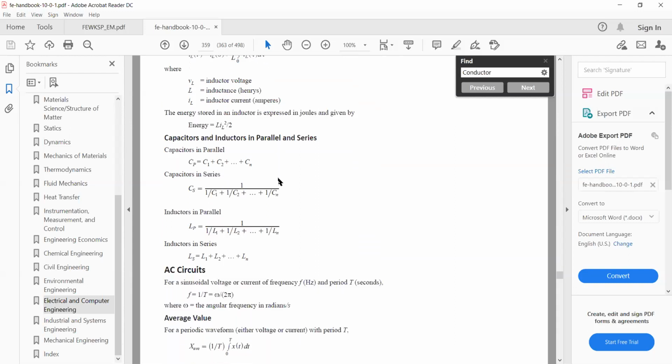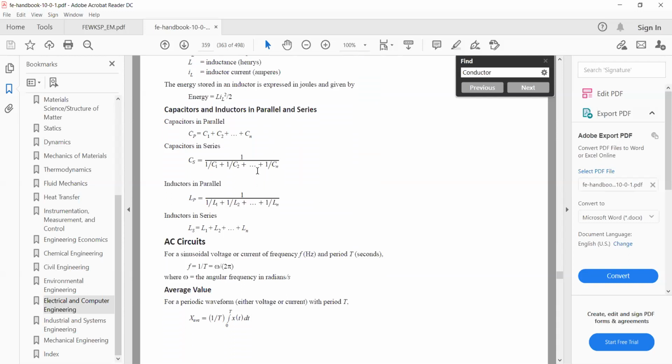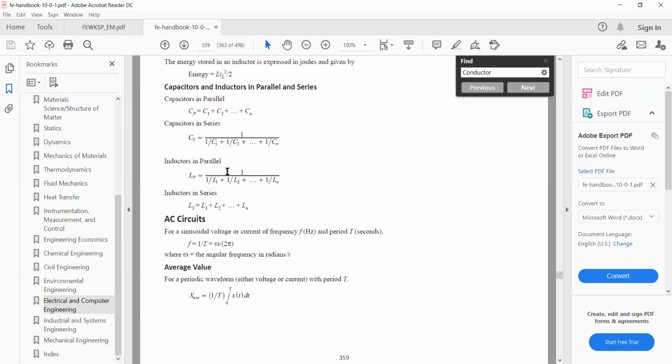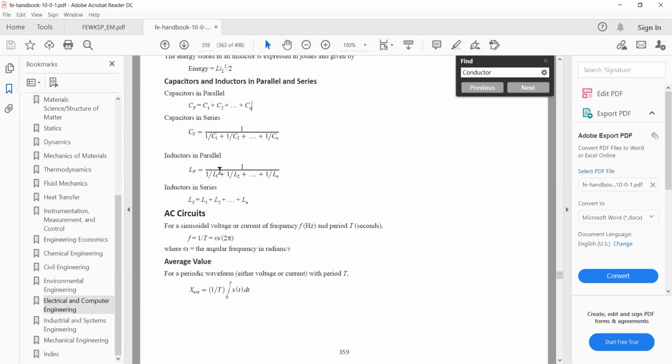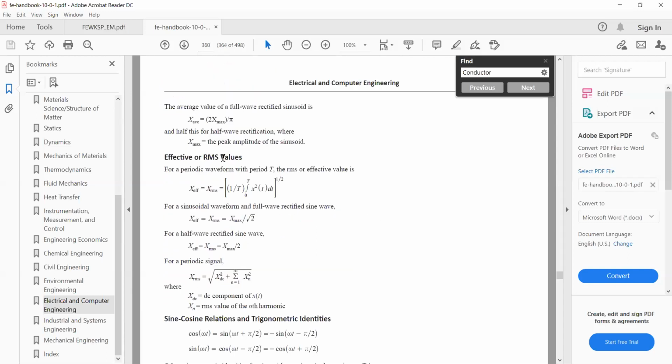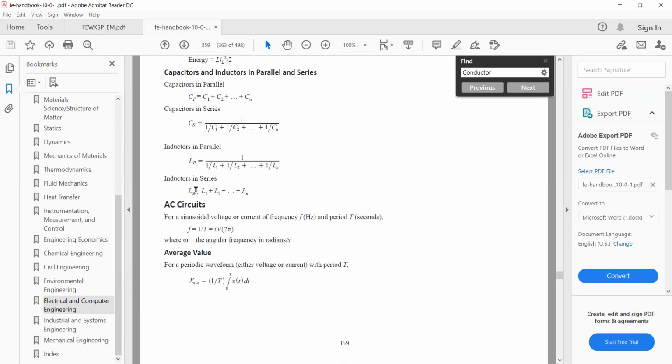Capacitors and inductors in parallel and series are a little different, basically the opposite of resistors. Capacitors in series will be 1 divided by the sum of the inverses of all of your capacitors. In parallel, you just add them up linearly. Inductors act similarly to resistors, where in series you just add them up linearly, and the inverse adding is for parallel.